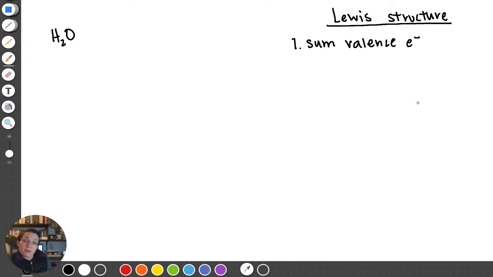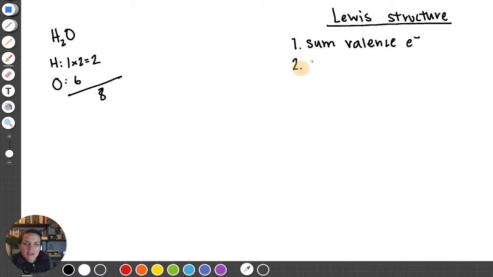That comes straight from your periodic table, looking at the group or column that species is in. We have 2 hydrogens, and hydrogen is in group 1A, so that's 1 each. I have 2 of them, so I have 2 valence electrons coming from my hydrogens. My oxygen is in group 6A, so that's 6 valence electrons. So then my total would be 8, right, 6 plus 2. Okay, so I've summed my valence electrons.